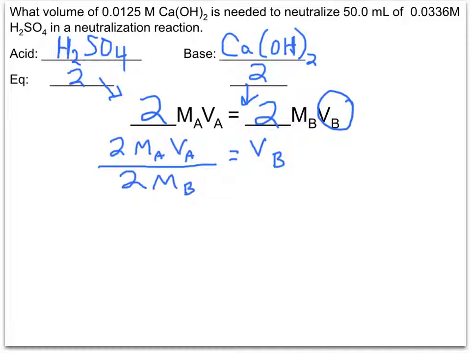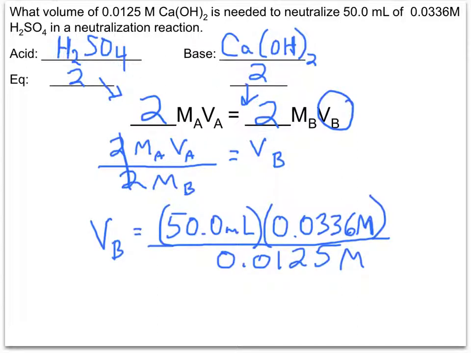Notice that in this example, the equivalents wind up canceling each other out. Now let's substitute in the given information. Now that we've put in the given information, we can see that molarity is the unit that's going to cancel. The remaining unit is milliliters, which will be the appropriate unit for the volume of the base. Now let's do the math. To the correct number of significant digits, our final answer is 134 milliliters of calcium hydroxide.